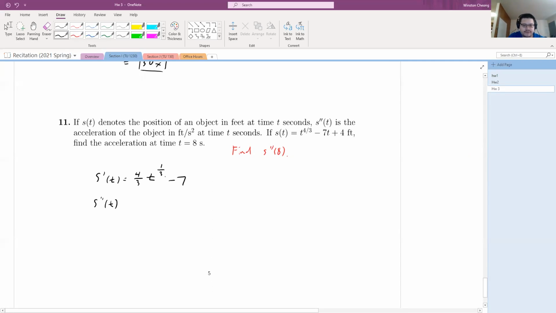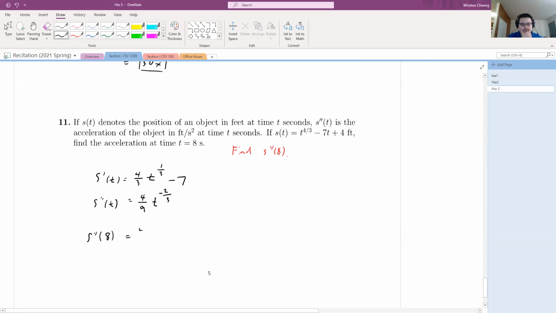And now we take one more derivative of this. Another 1/3 comes out, and we get 4/9. We just multiply the numbers together. And now this power, if you're paying attention, you get -2/3. And so this is what we actually need to evaluate at the value t equals 8.